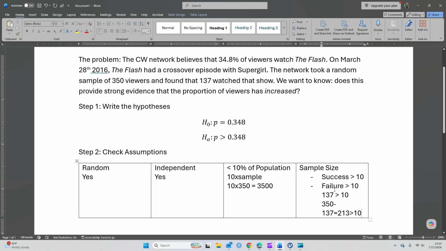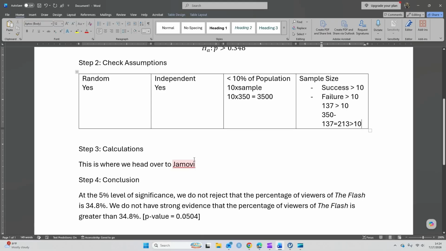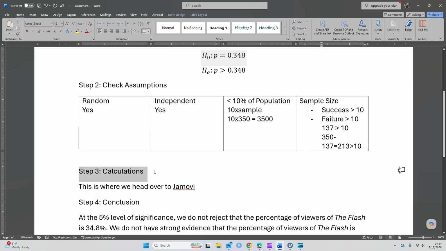I'm going to have a little aside right here. The success failure condition for proportions will differ from book to book. So please check with your statistics textbook, your instructor, to make sure that you are doing the sample size calculation that they want. But now that we've done this, we are ready to go into step 3, the calculations, and this is where we head over to Jamovi.